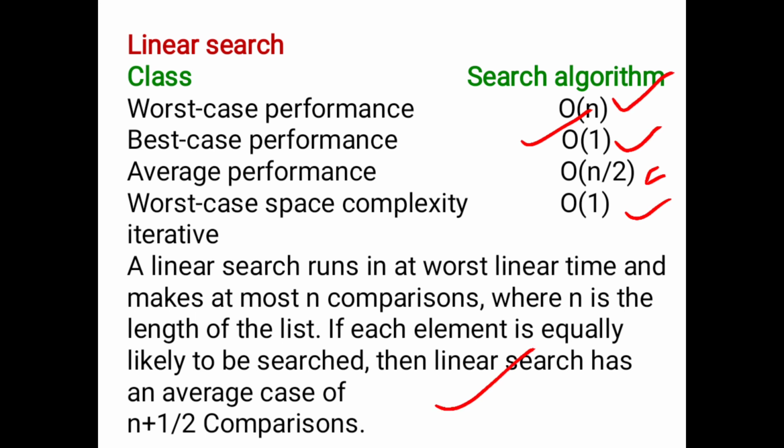Then what is the complexity of linear search? Worst case, best case, average case, and the worst case space complexity is also big O of 1. So linear searching algorithm commonly searches the element one by one. That is linear search or sequential search. We start the searching process from the beginning of the array until we find where the element is located, and then we find the location of that element.